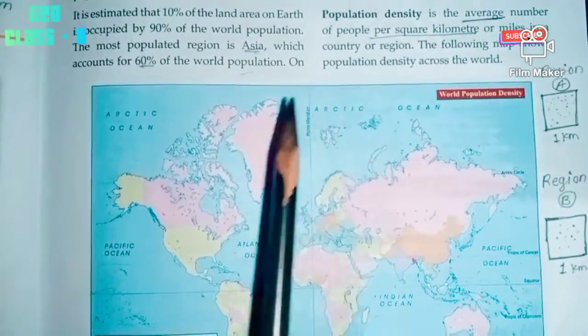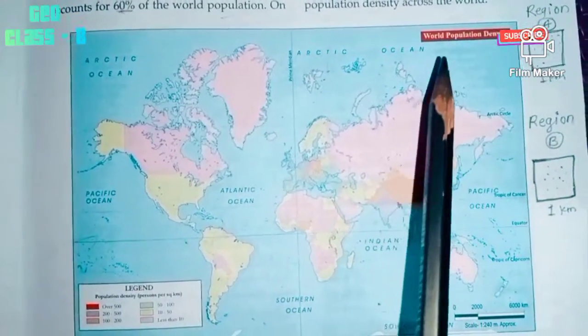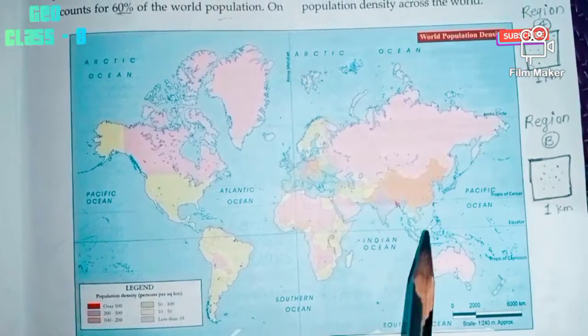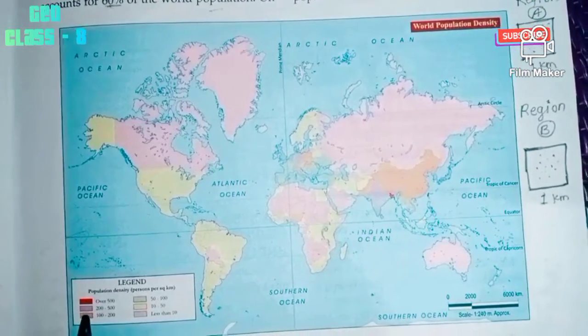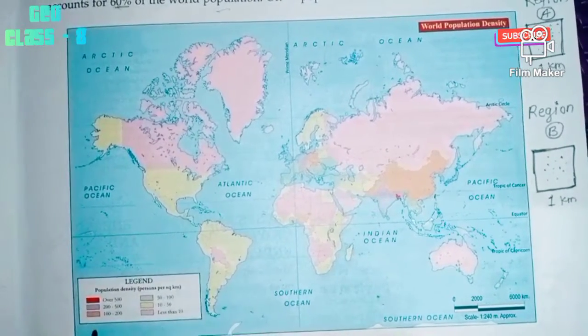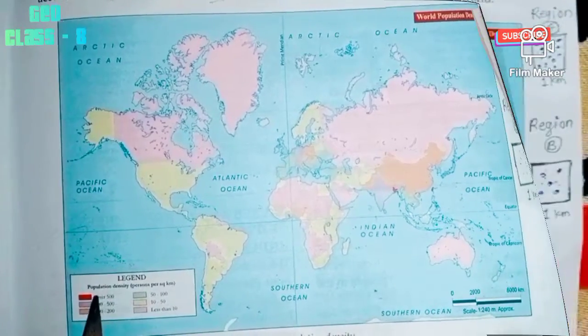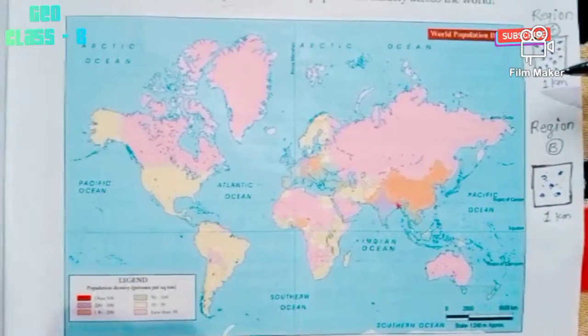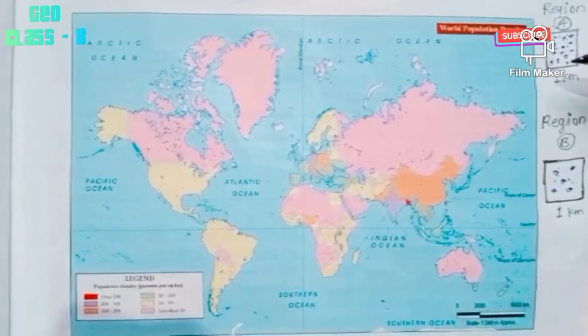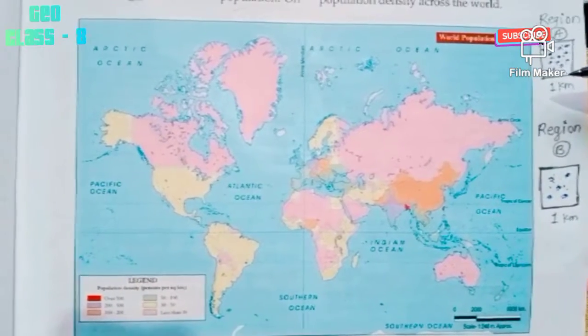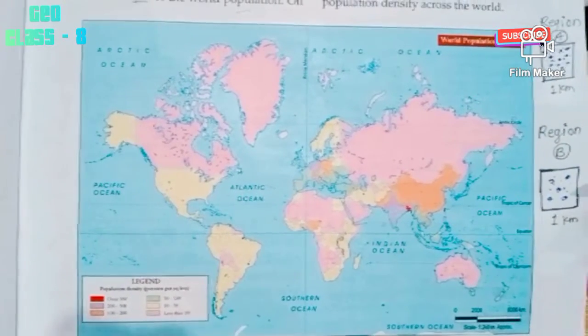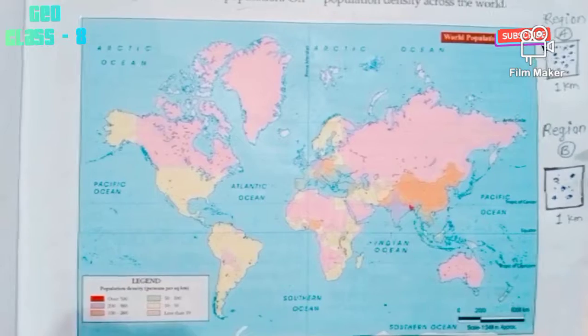For better understanding, you can take a look at the world map, and in this we can understand with the help of color how the population density varies. Try to understand population density in a better way with the help of these given diagrams.